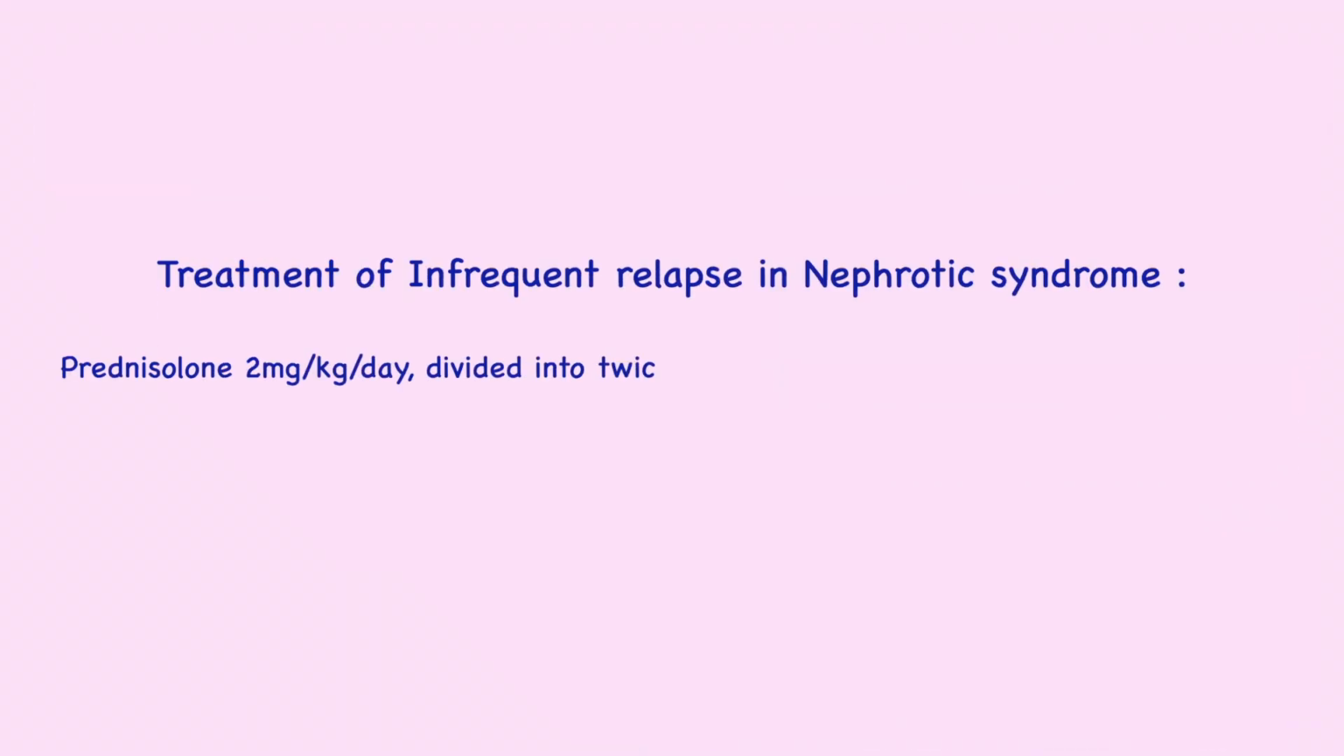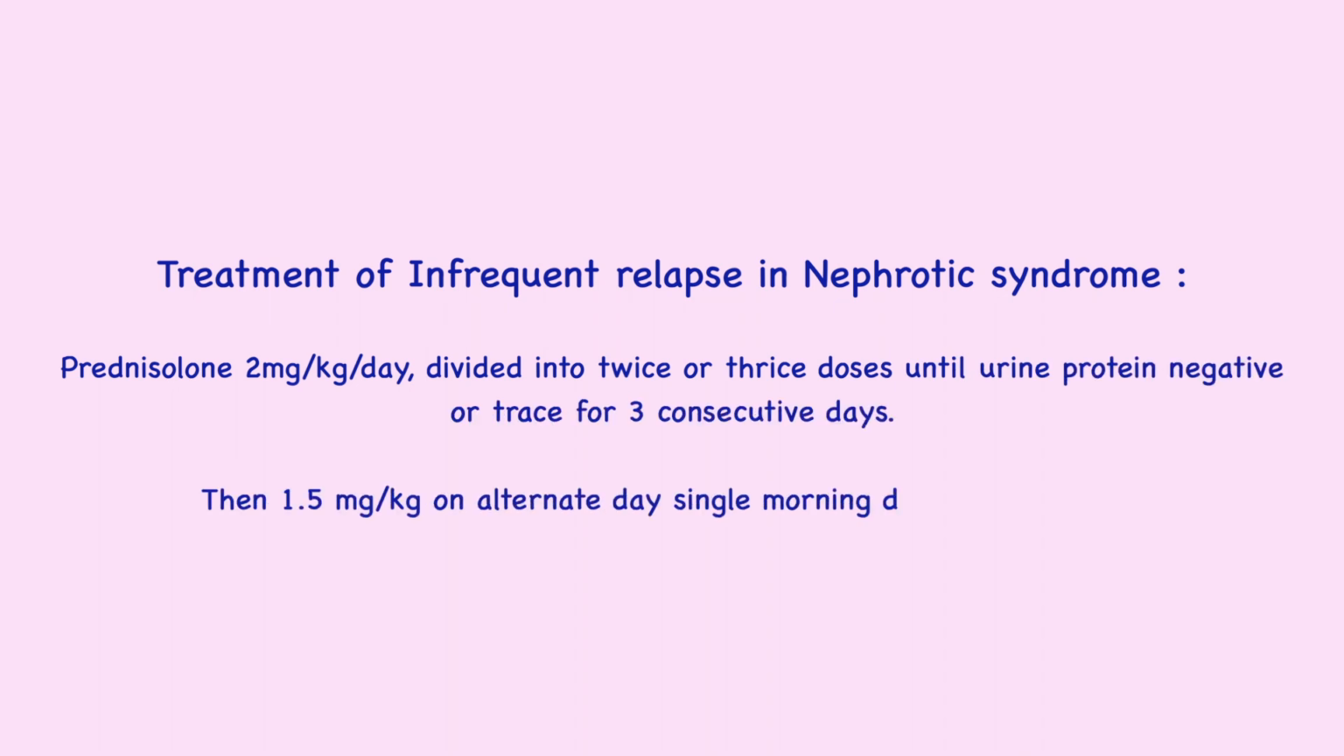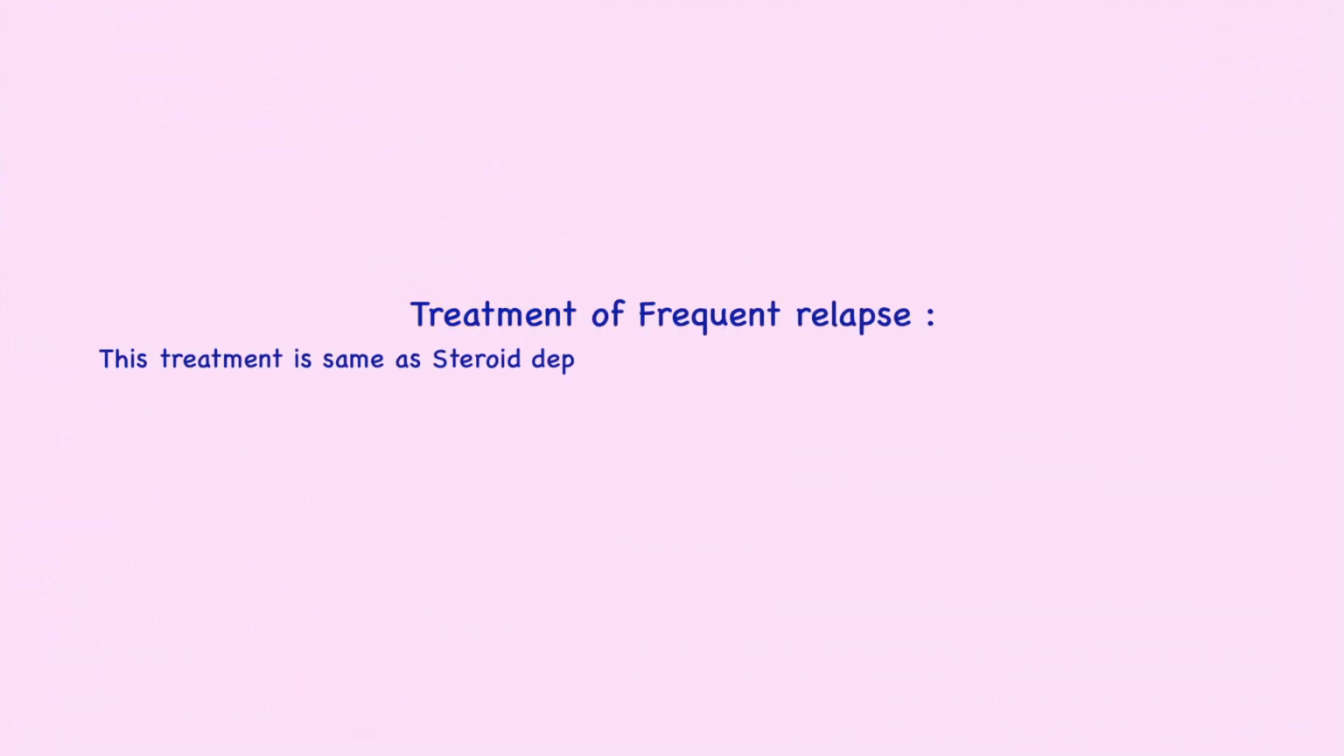Treatment of infrequent relapse in nephrotic syndrome: prednisolone 2 mg per kilogram per day, divided into twice or thrice doses until urine protein is negative or trace for 3 consecutive days. Then 1.5 mg per kilogram on alternate day single morning doses for 4 weeks. Treatment of frequent relapse is the same as steroid-dependent nephrotic syndrome, discussed in the next section.